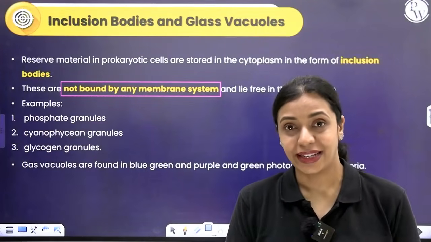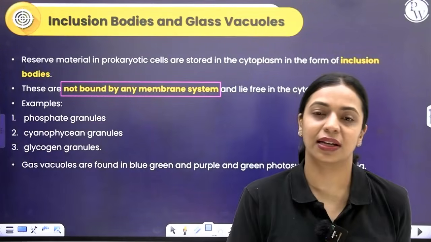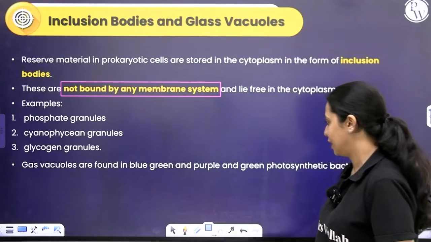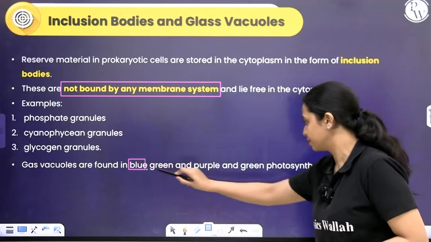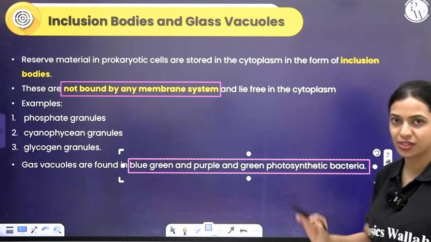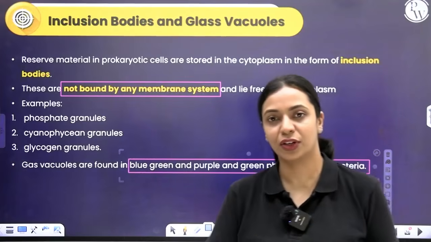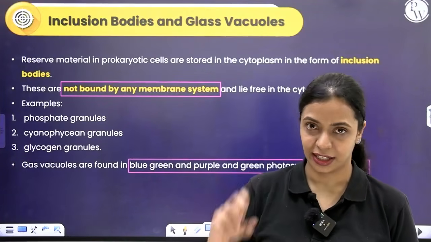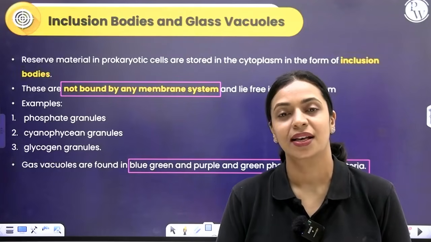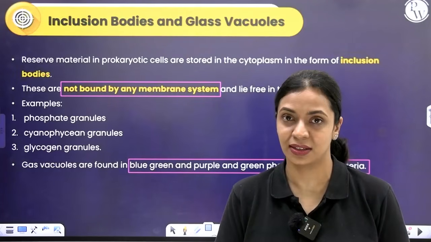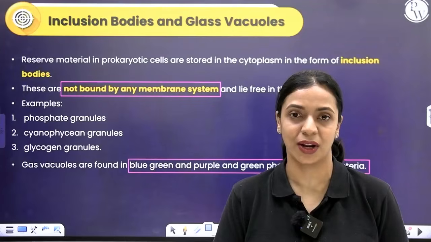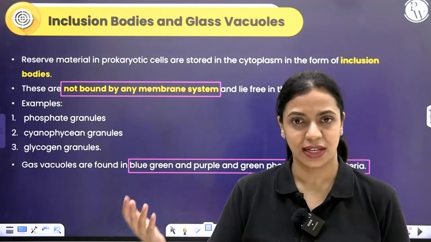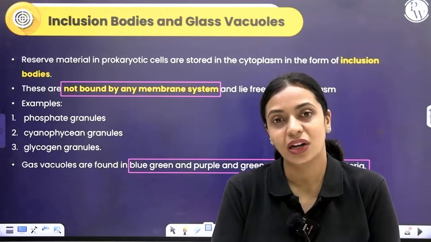In aquatic bacteria, which are generally photosynthetic like your cyanobacteria, or even green sulfur bacteria and purple sulfur bacteria, if they are photosynthetic, they are generally aquatic, they will grow in water. In order to help these bacteria float on the surface of water so that they can get sufficient sunlight for photosynthesis, there will be gas vacuoles present in them. Even they are not bound by any membrane. Basically, they provide buoyancy to the cells so they can float on the surface. That's all about prokaryotic cells.